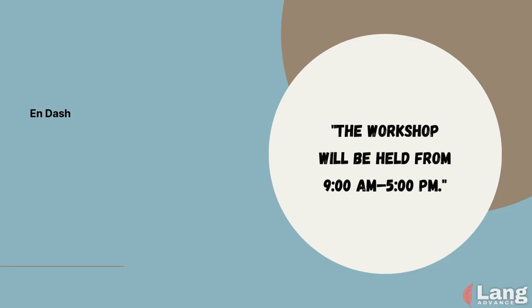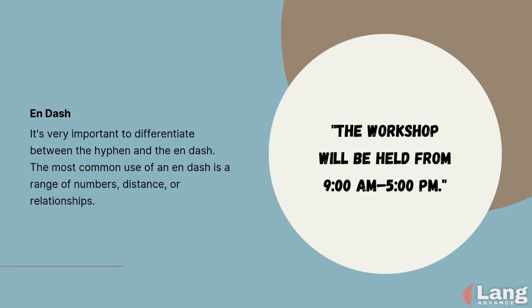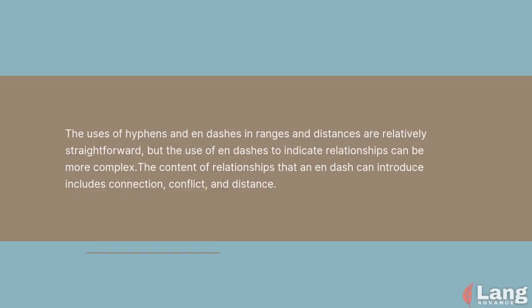En dash. It's very important to differentiate between the hyphen and en dash. The most common use of en dash is a range of numbers, distance, or relationships. The uses of hyphens and en dashes in ranges and distances are relatively straightforward, but the use of en dashes to indicate relationships can be more complex. The content of relationships that an en dash can introduce includes connection, conflict, and distances.